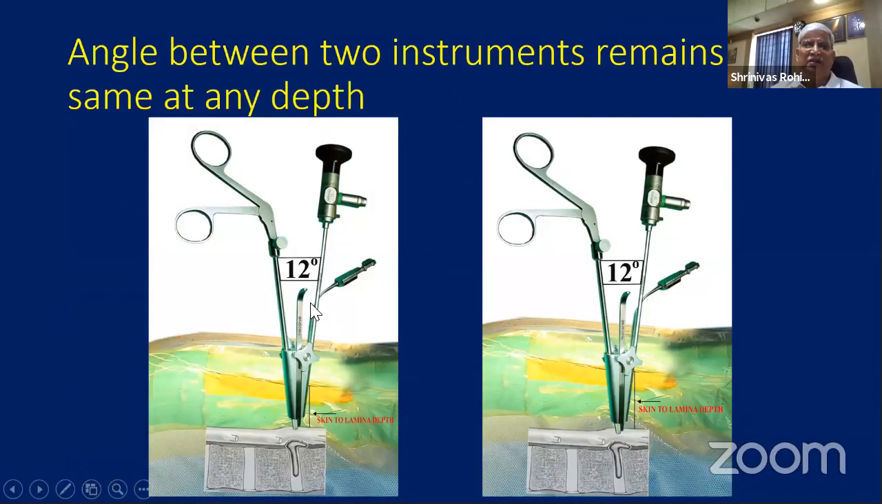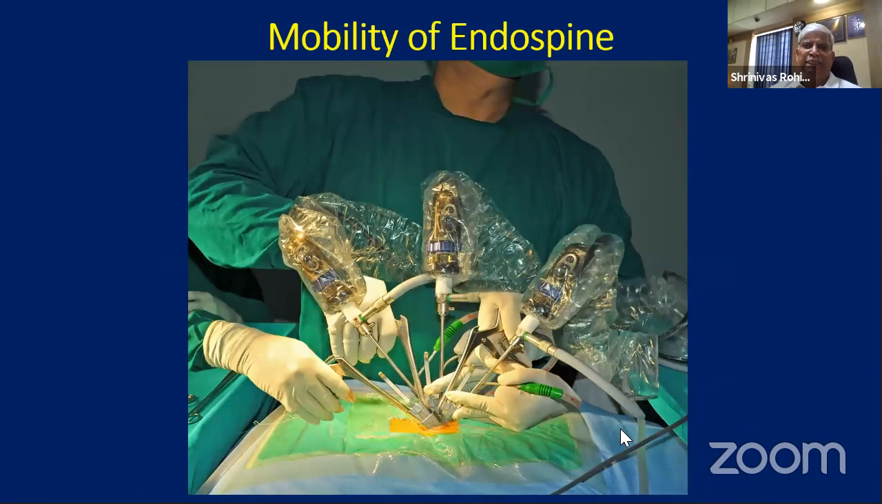You can appreciate here, this is a thin patient, from the lamina up to the skin. This is an obese patient, from lamina up to the skin. The angle remains the same. And through the working channel, your instrument goes in front of the lamina. You don't have to search for the tip of the instruments. Through the working channel, it will go in front of the endoscope. This is how you can move the endospine.